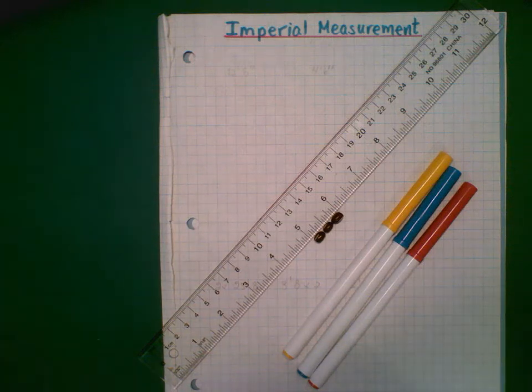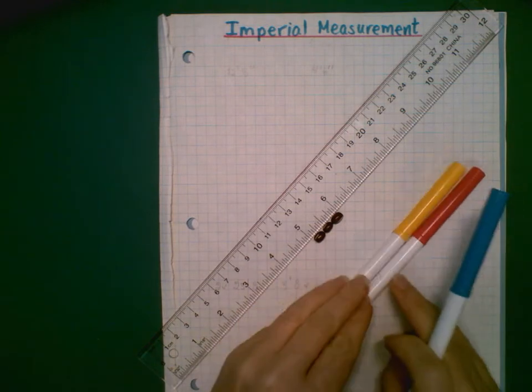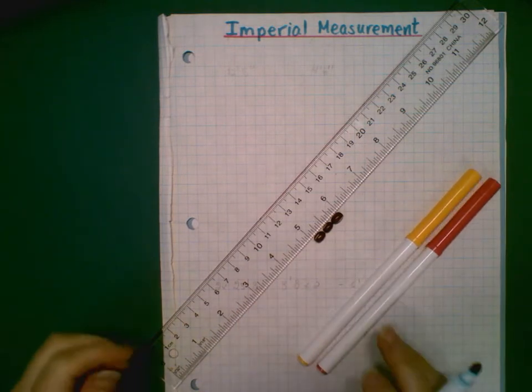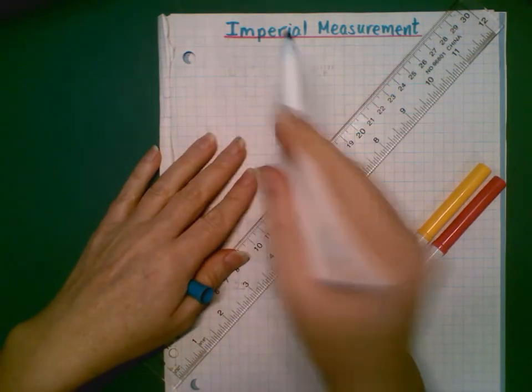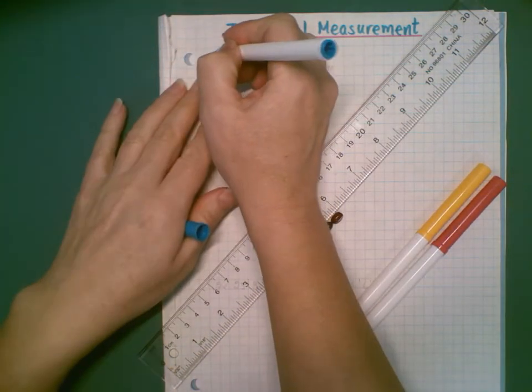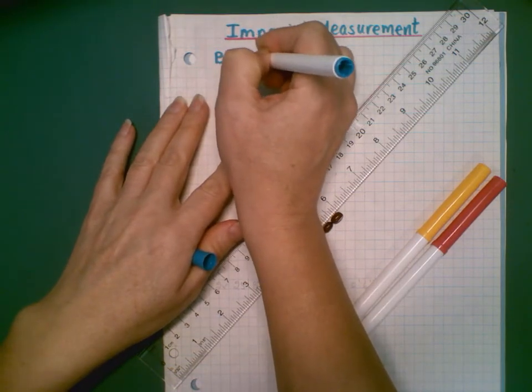Hello. In this video, we're going to look at two different problems involving imperial measurement. Imperial measurement is something that is primarily used in the US nowadays, but the imperial part of that refers to the British Empire. That's where it was defined.